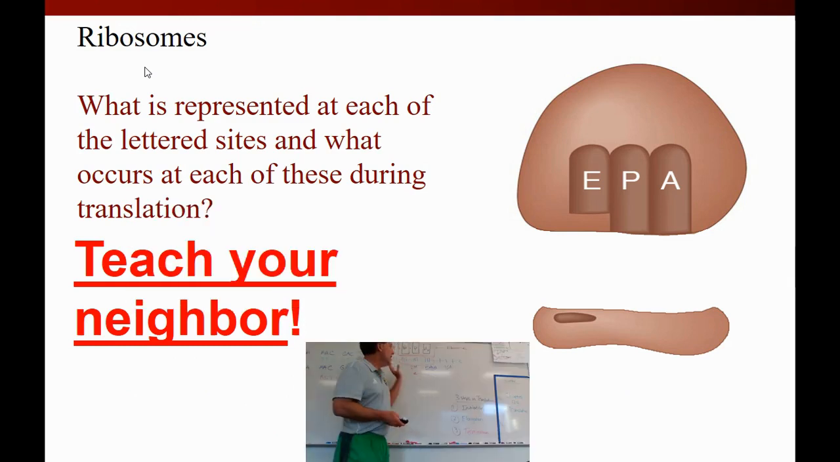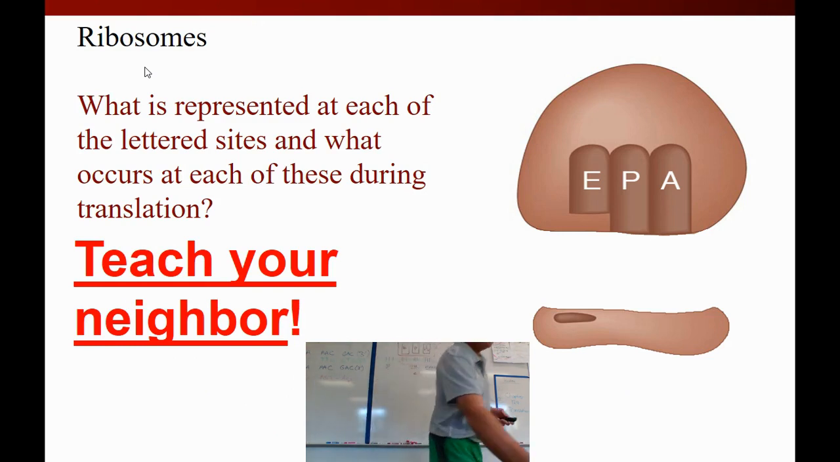Go ahead and turn to your neighbor, tell them what you know about the ribosome and how this all works so far, please.